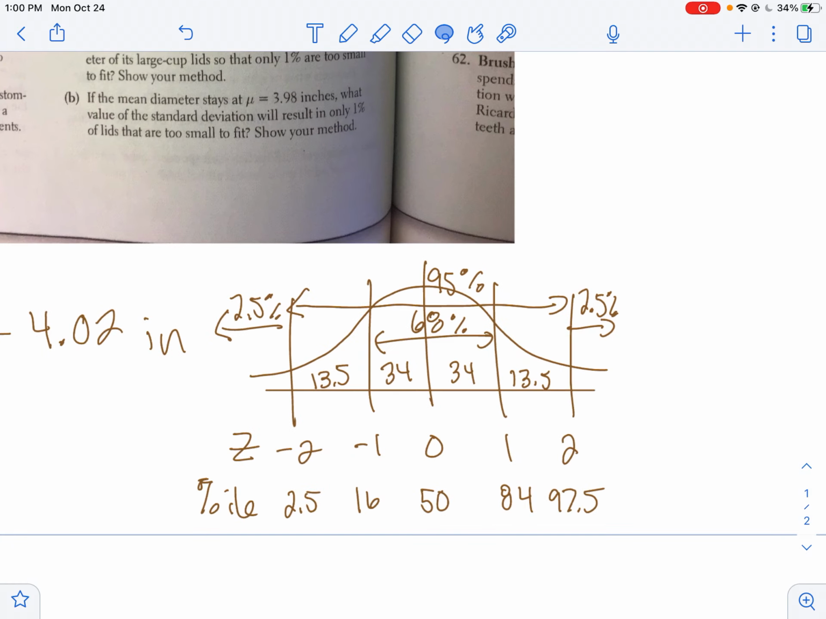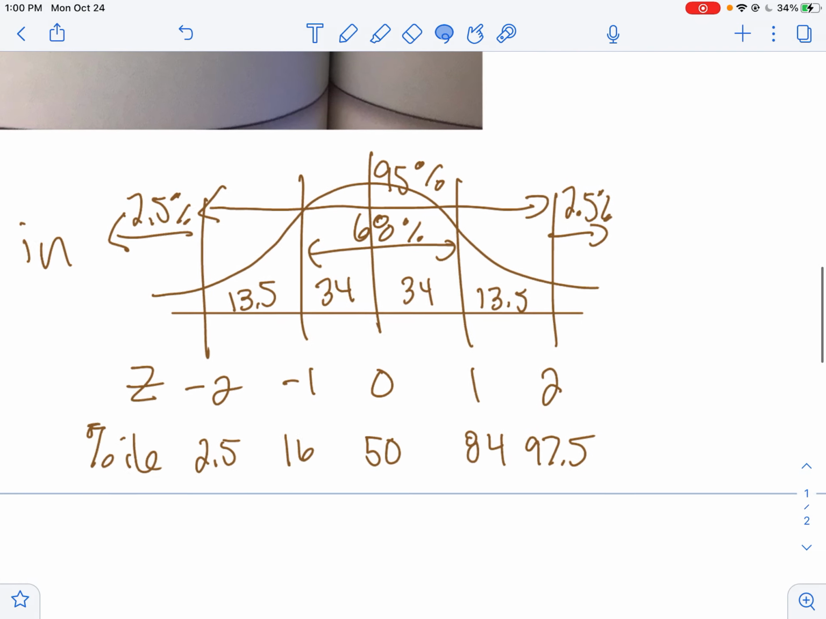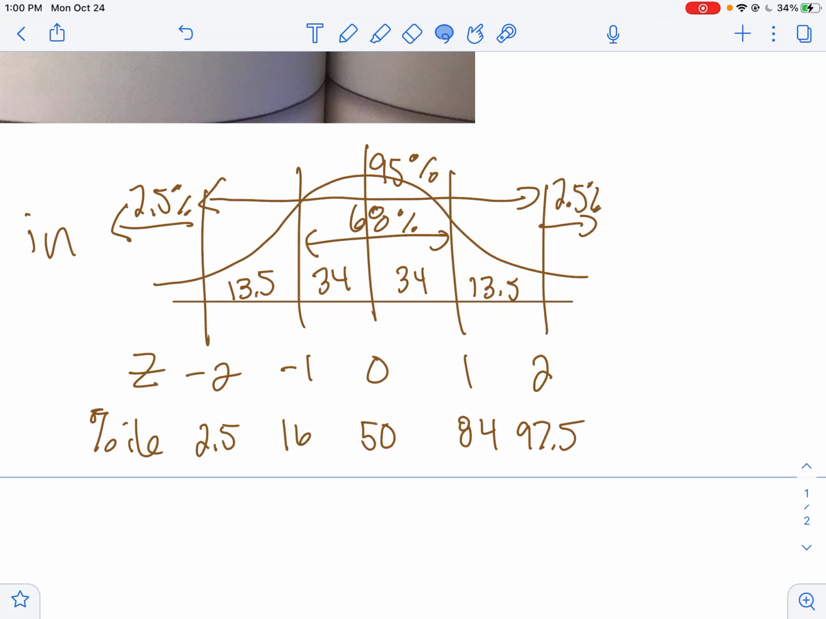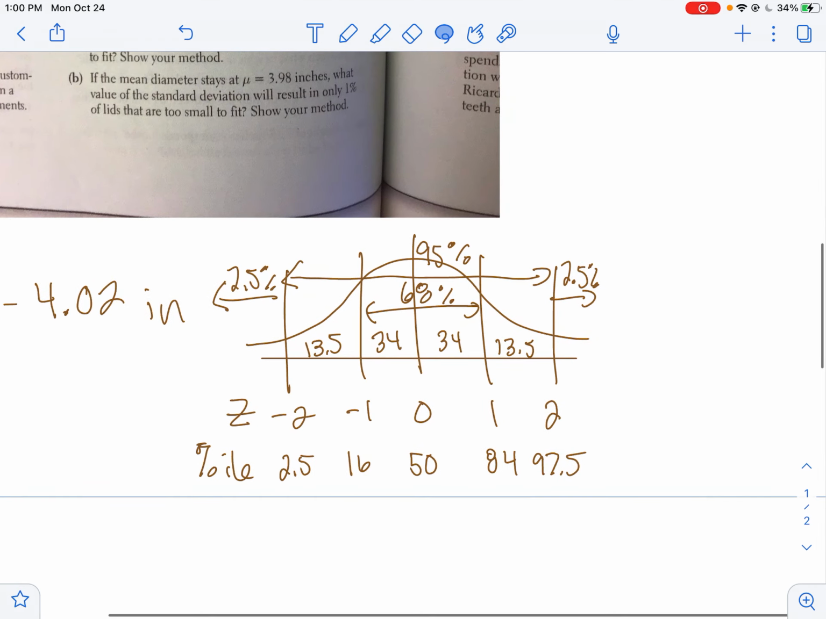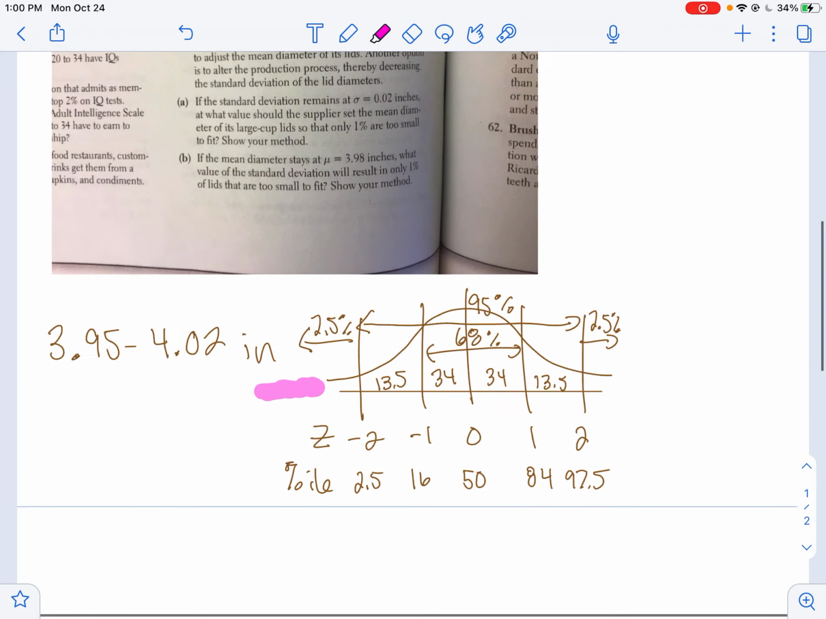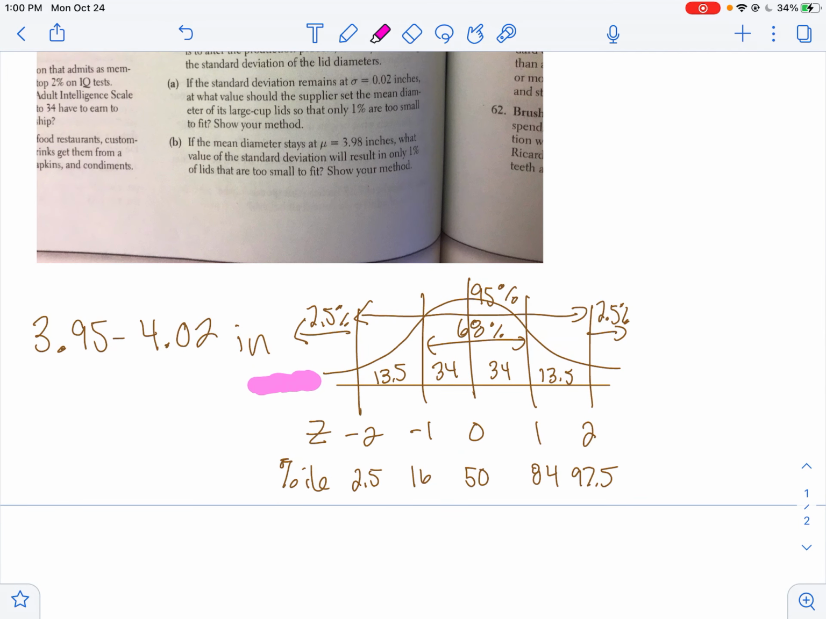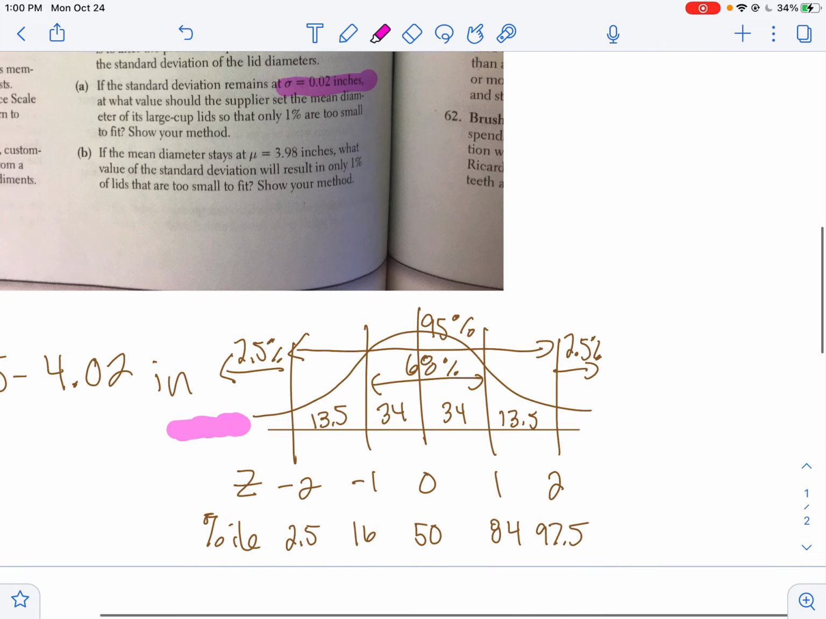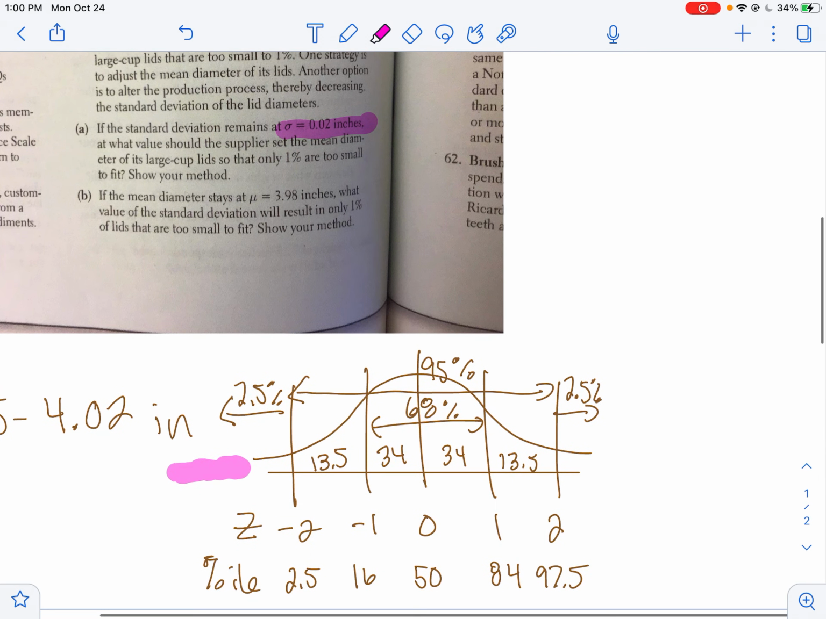Okay, so now I have a normal distribution here. You notice I didn't put the mean and standard deviation in because we're monkeying around with it a little bit. I'm trying to get a point where I can get 1% of data values that are going to be less, like right in here. So I'm looking here again. It said what value should the supplier set the mean diameter? Okay, and they gave me a standard deviation. I'm going to work with my z-scores here. I'll show you why in a minute.